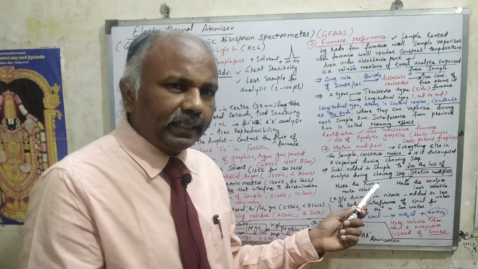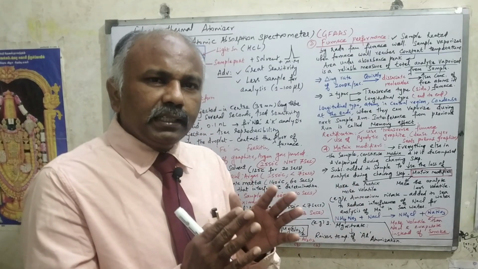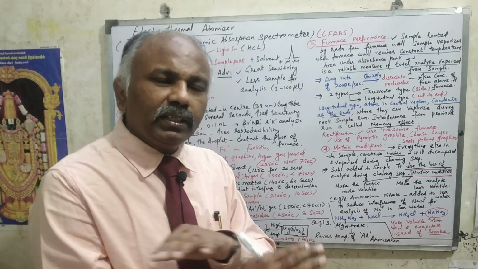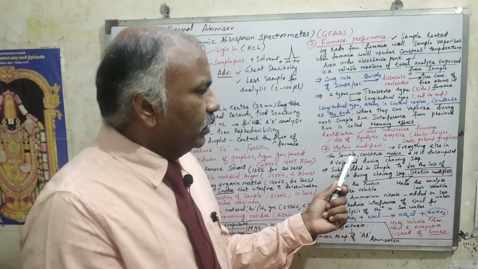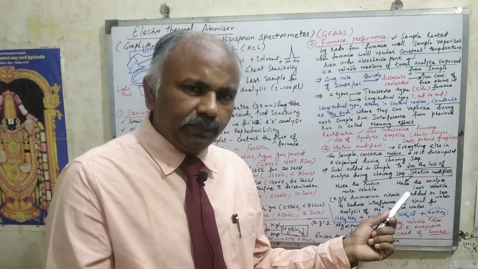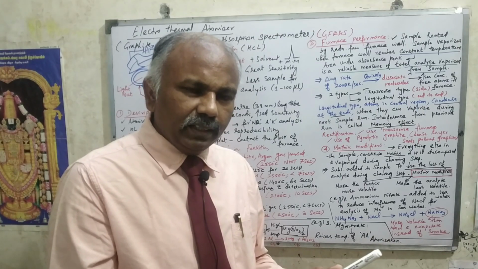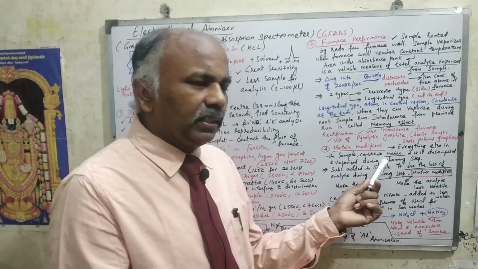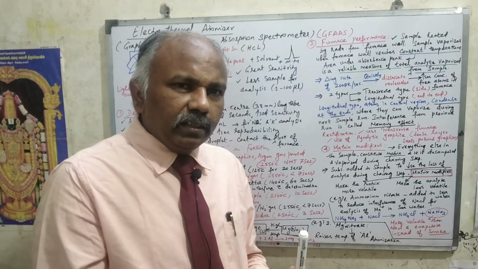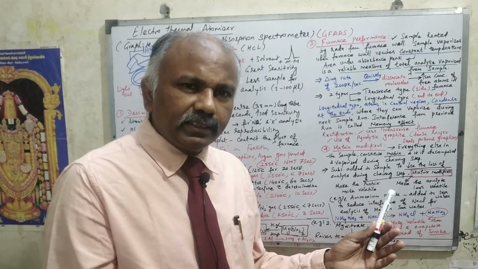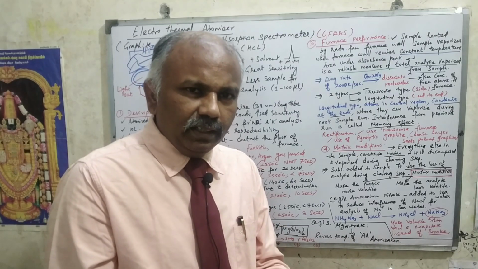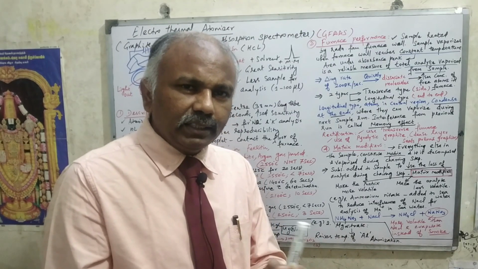What is the purpose of this matrix modifier? Everything present in the sample will constitute the matrix. Other than the analyte, whatever is present, everything is called matrix, right? This matrix is decomposed and vaporized during the charring step, or pyrolysis step. So what is the matrix modifier for? Matrix is an interference. Your sample will be there, and along with the sample some other substances are present that will cause interference. Those substances are called matrix and they will cause matrix interference.